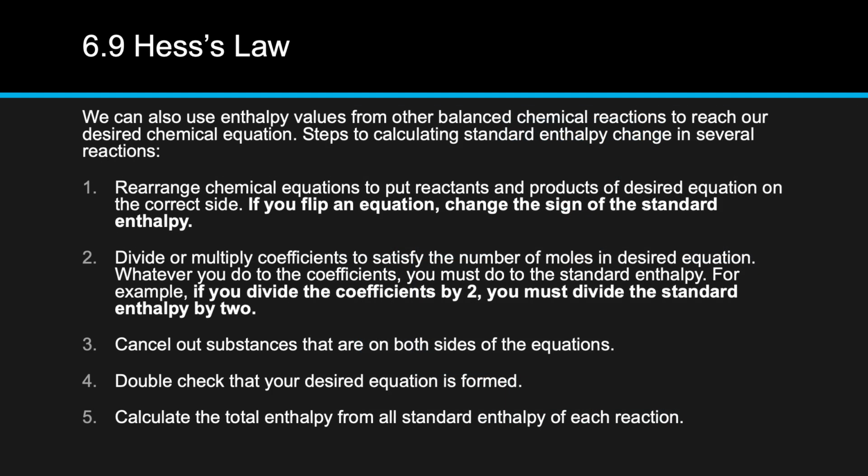To use Hess's law with multiple reactions, which is probably the most common application of this, we're going to rearrange and combine known balanced equations to match the reaction we want. So if we flip an equation, we're also going to flip the sign of delta H. If we multiply an equation, we're also going to multiply delta H. If we divide an equation, we're going to divide delta H, and so on and so forth. So if you manipulate the equation, you're also manipulating delta H.